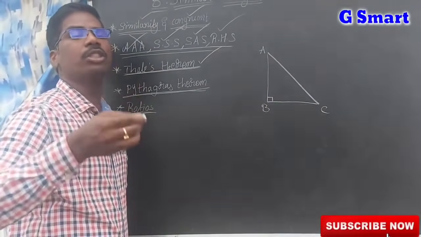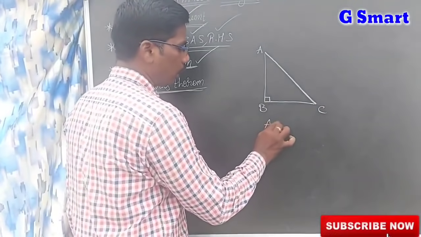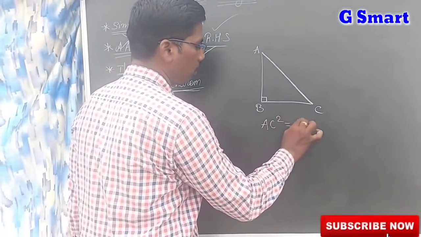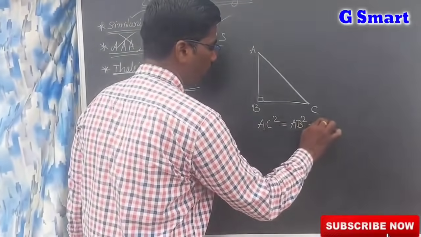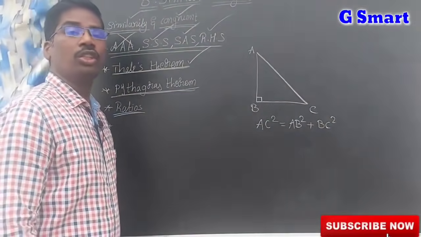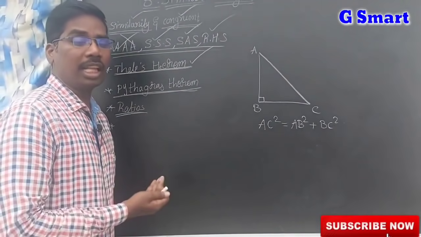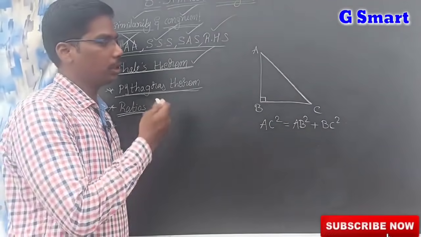This Pythagoras theorem is also known as Baudhayana theorem. So the square of the hypotenuse is equal to the sum of the squares of the remaining two sides. This is called Pythagoras theorem. We have learned this from 8th class onwards, 8th, 9th, 10th also. In 10th class we have done a proof of this theorem.